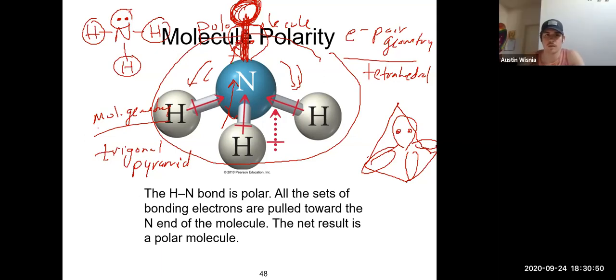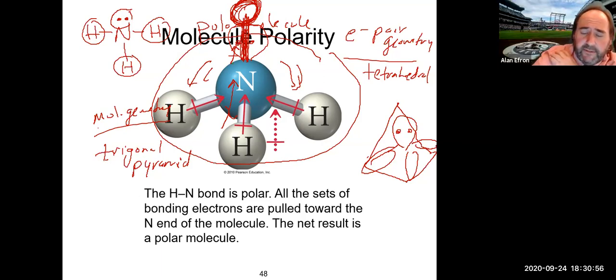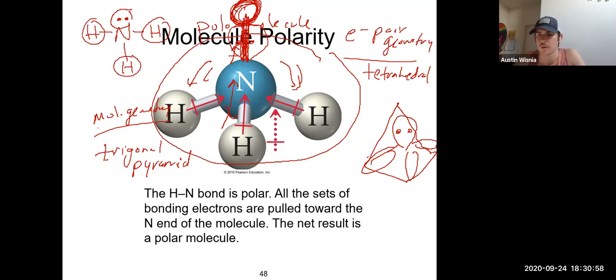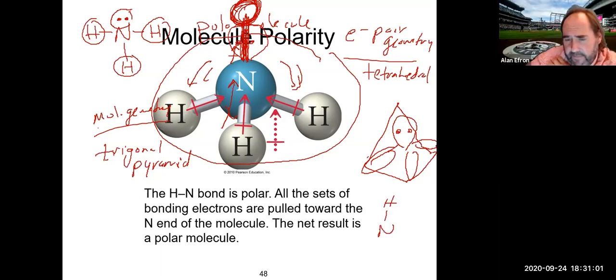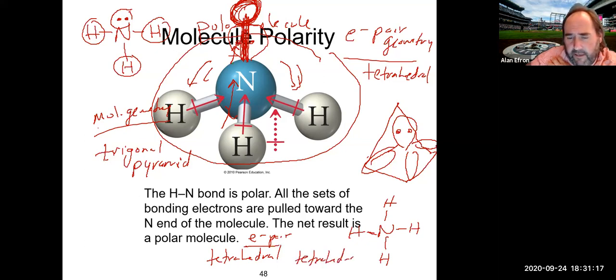So if we had NH4, that would be non-polar, because it would all be going towards the hydrogen? Yeah, so if we had NH4, first off, in terms of geometries, it would be tetrahedral for both, tetrahedral for the electron pair, and also tetrahedral for the molecular geometry. And in terms of molecular polarity, the answer is yeah, because we would have no non-bonding electrons here. Everything on the outside is the same.